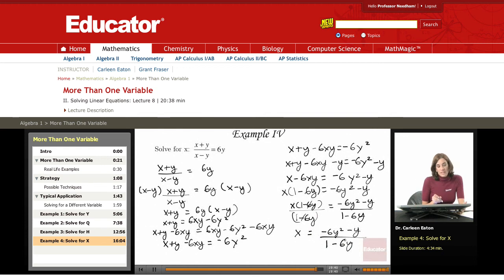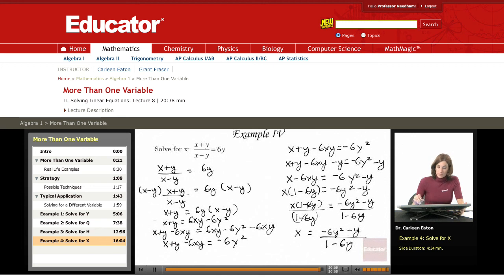When you started out, you had (x + y)/(x - y). And the first thing I did was move this term over to the right side and then use the distributive property to change it into this form, x + y = 6xy - 6y squared. After that, I moved the last term that contained an x over to the left side, and I saw that there was a y here that could easily be moved to the other side.